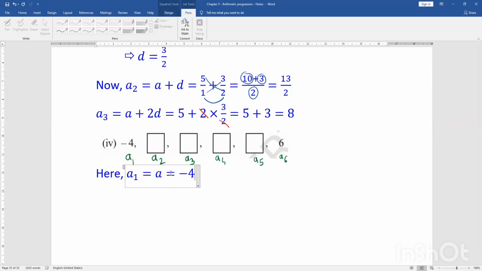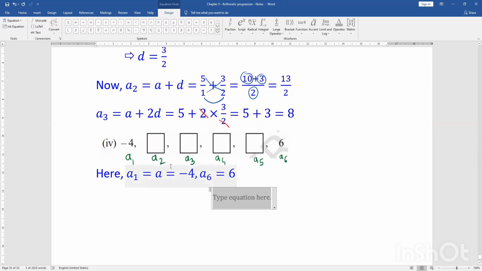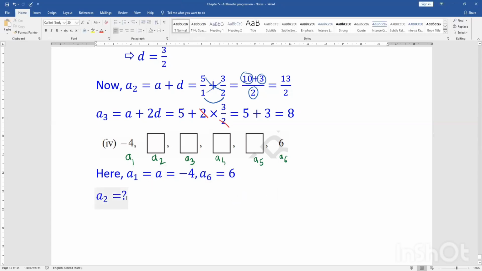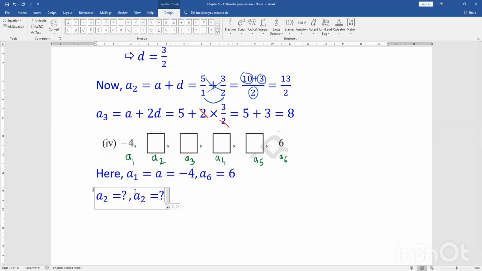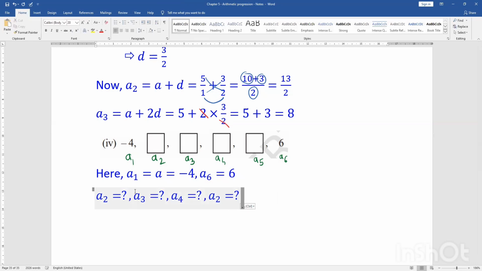Then we have A6. So what is A6 equal to? We have A6 equals 6. And then what we need to find out? We need to find out A2. A2 is question mark, correct? So we have A2 as question mark. Then we have A3 also question mark. And then we have A4 also question mark. And then we have A5 as question mark.